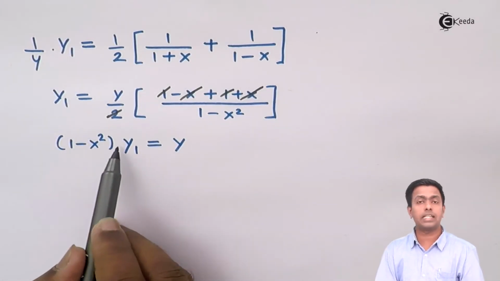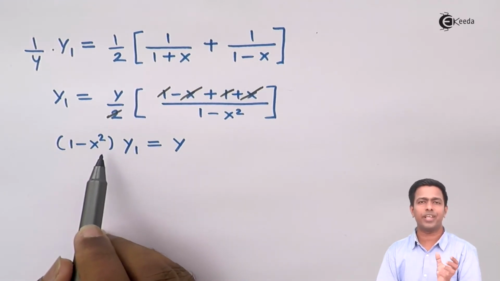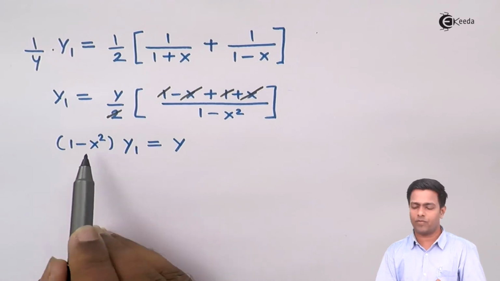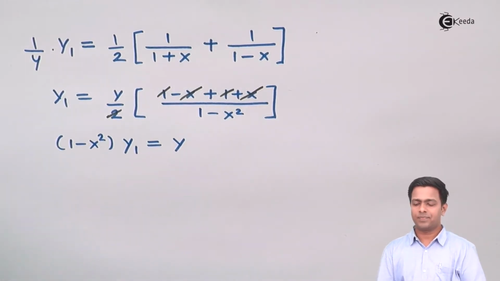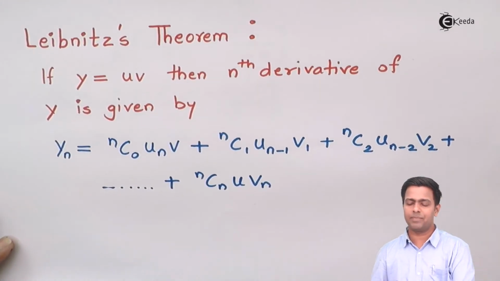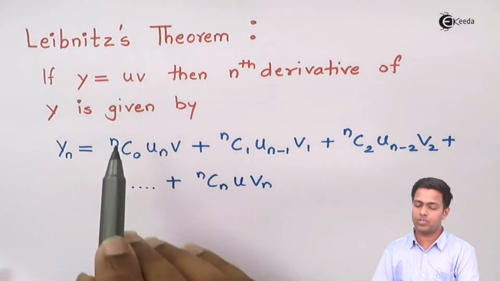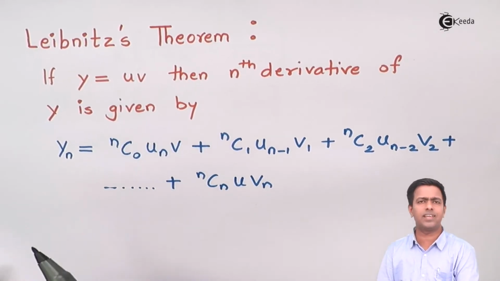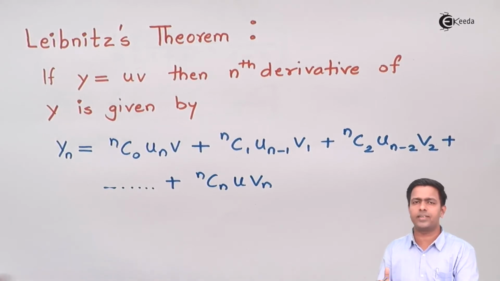So here, as you can see, it is 1 minus x square into y1. It means it is in the form of u into v. So it means to get the nth derivative of this function, I can use the Leibniz theorem. So guys, here on the screen you can see the Leibniz theorem. So accordingly, if we have a format u into v, then we use Leibniz theorem, and I've already used this theorem in the previous 3 problems. So I'm sure that you know that theorem very well.